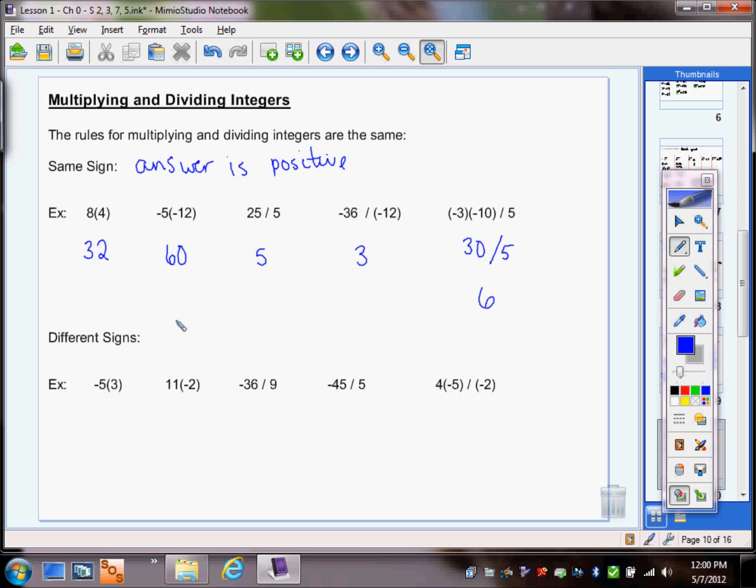If you have different signs, if your signs don't match, you just multiply all of them, and your answer is going to be negative.